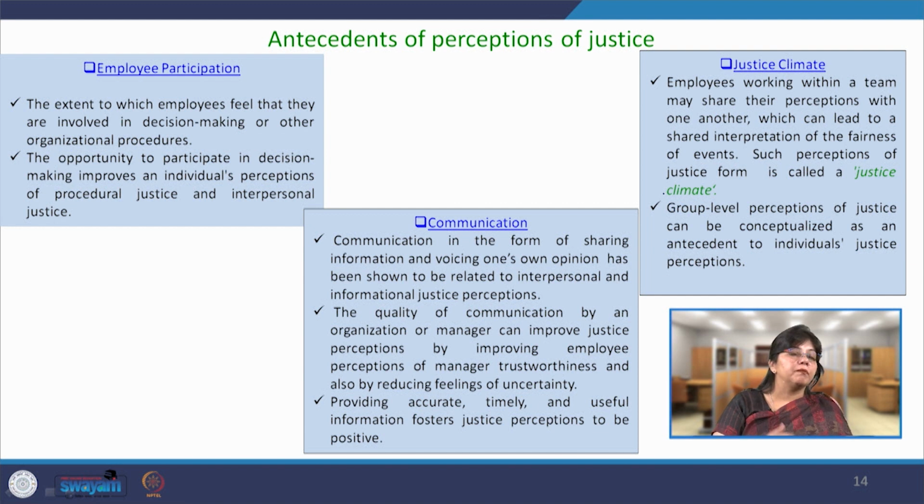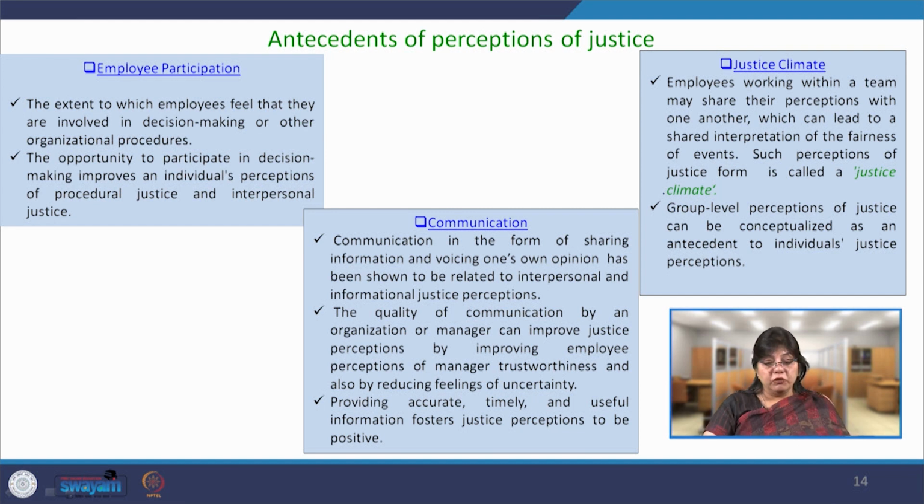The more they become part of decision making procedures, the more they perceive justice, because they have voiced their opinion and enhanced organizational procedures and practices and the relationship with higher authority. So, such circumstances will lead to perception of justice. The other is communication. It is in the form of sharing information and voicing one's own opinion and is related to interpersonal and informational justice perceptions. The more opinion is shared, the more justice is perceived by the employees.